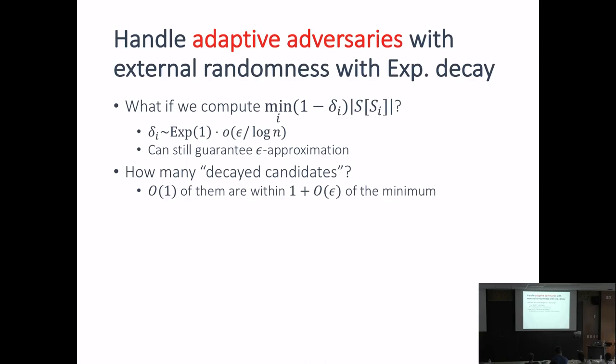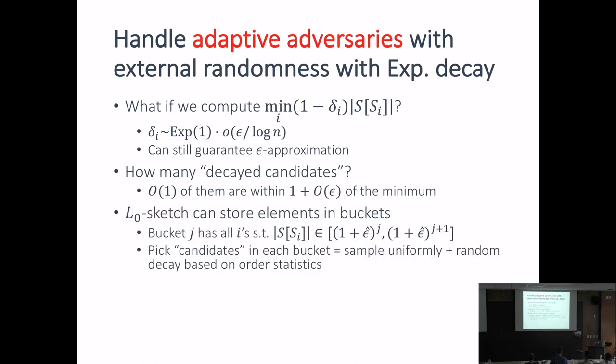So that's a result from the exponential distribution. We know if we want to perturb every element by an independent exponential random variable, then only a constant number of them are within 1 plus epsilon of the minimum. So using this result, we can use L0 sketch to store all the elements in buckets, and say bucket j will have all the reachable sets of size from (1 plus epsilon) to the j to (1 plus epsilon) to the j plus 1.